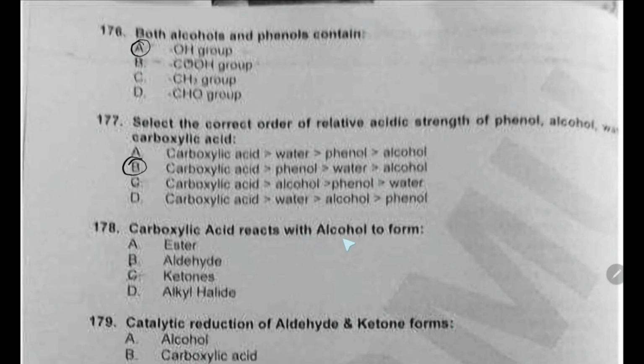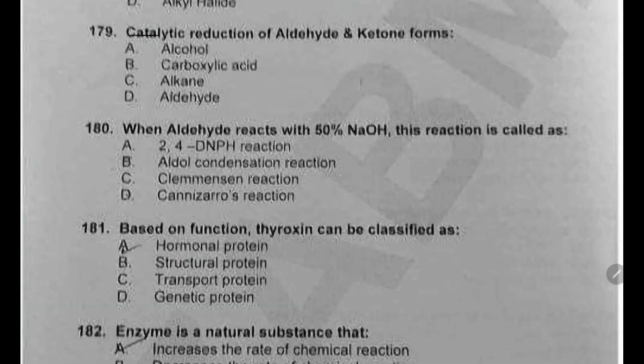Carboxylic acid reacts with alcohol to form esters. This is esterification reaction, aap isko keh sakte ho. Catalytic reduction of aldehyde and ketone forms alcohol. Choice A. When aldehyde reacts with 50% sodium hydroxide, the reaction is called as Cannizzaro reaction. That is choice D.